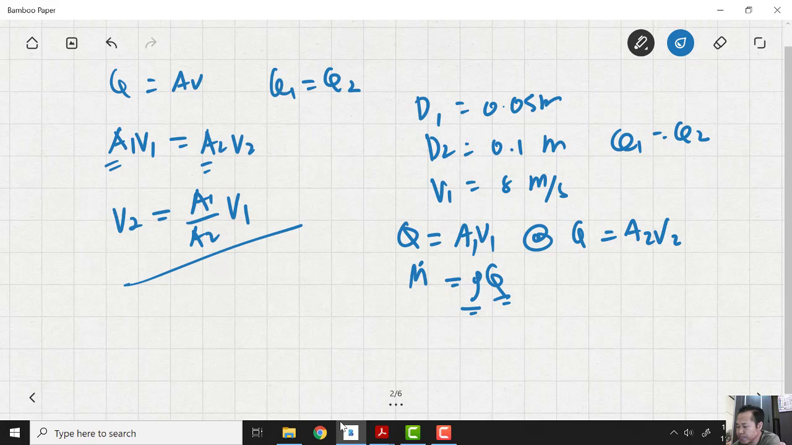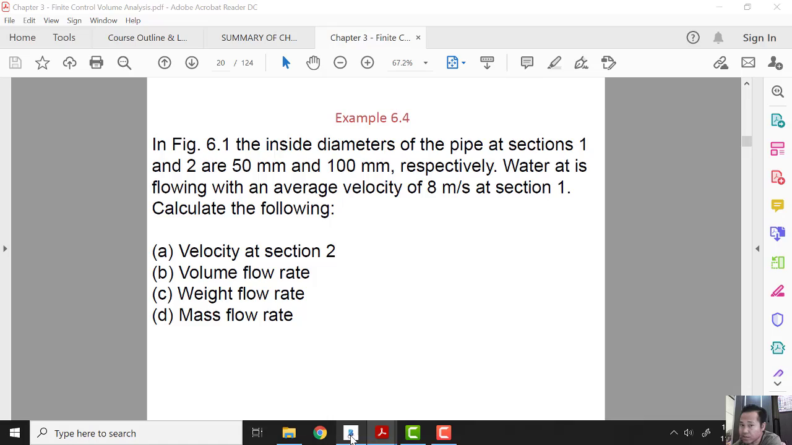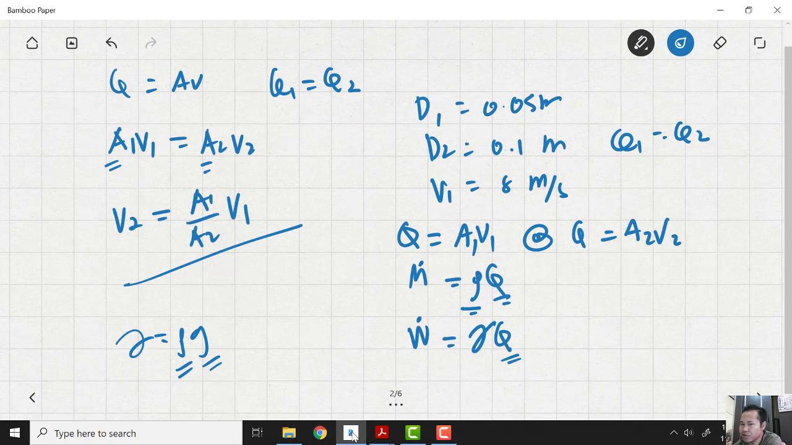And the last one is the weight flow rate. W dot is equal to gamma Q. What is gamma? We know that gamma is the specific weight, rho g. Rho we know is 1000, g is 9.81, and then we need to find Q and calculate the weight flow rate. So this is how you solve the question. You need to solve this question in your homework. This is your homework one. Show how you calculate it.